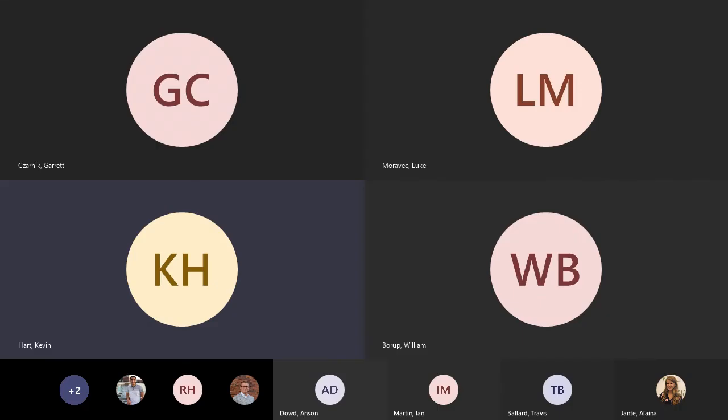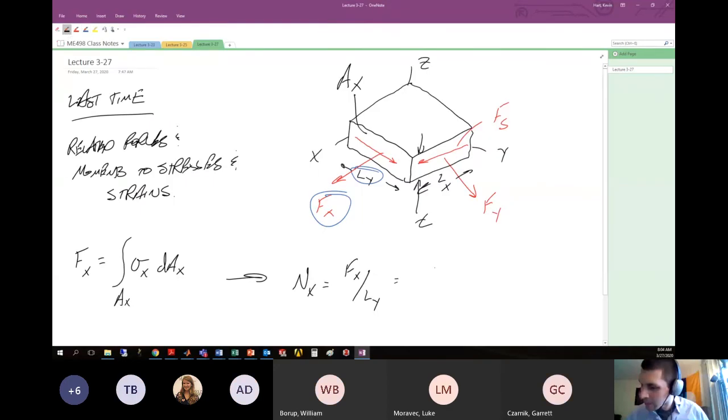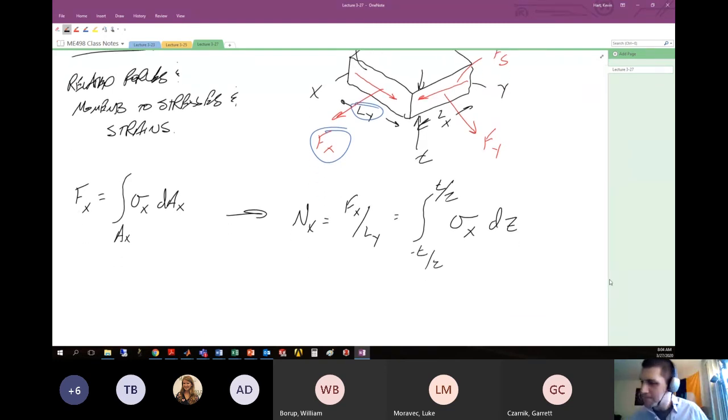This force X by the length Y. And we could show that this is the integral of the stress distribution from the bottom of the laminate, negative t on 2, to the top of the laminate, t on 2, of the stress distribution in x, dz. So this helps us define the relationship between the forces on the laminate and the stresses that are developed in the laminate.